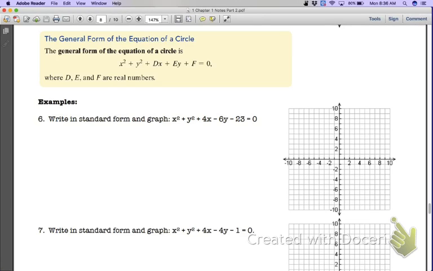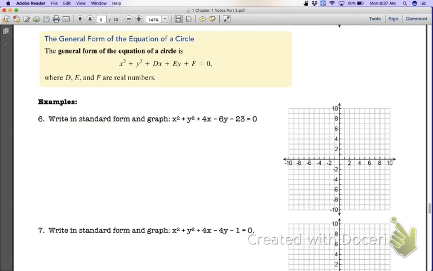Now, if we want to write this in standard form, what you will need to be able to do is use completing the square. Whenever you solved quadratics, you completed the square. So the first thing I want to do is group all of my x's together, group all of my y's together, and send my constant over to the other side. So if I have x squared plus y squared plus 4x minus 6y minus 23 equal to 0.